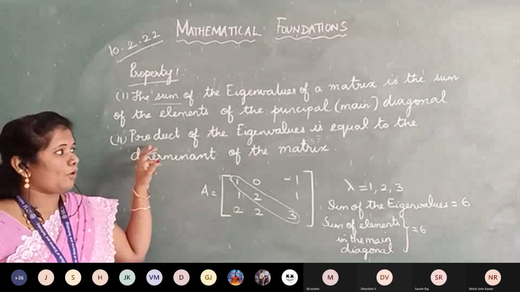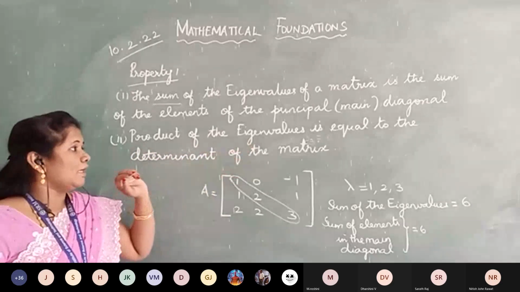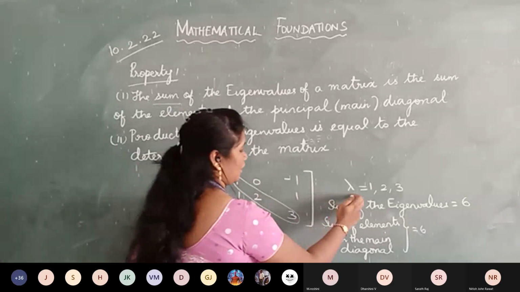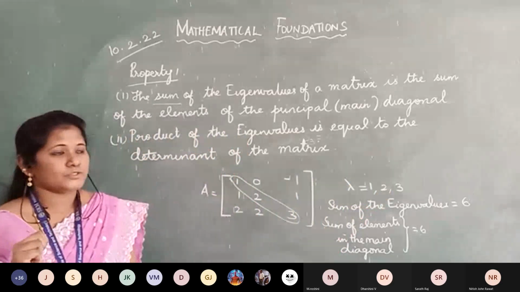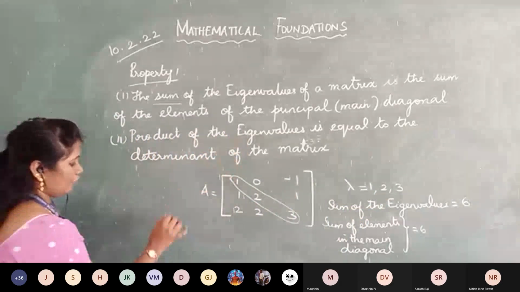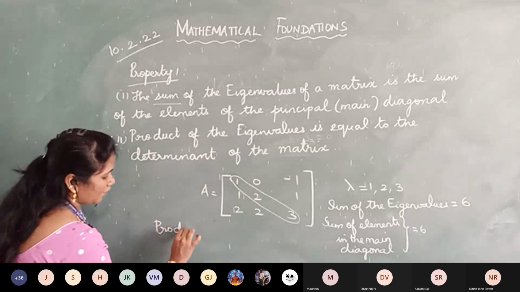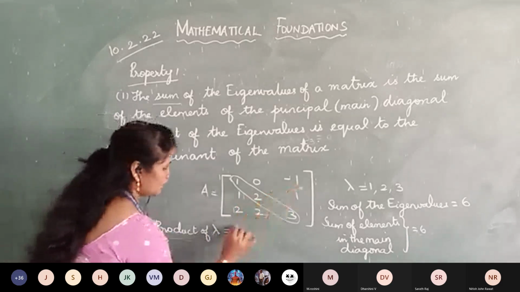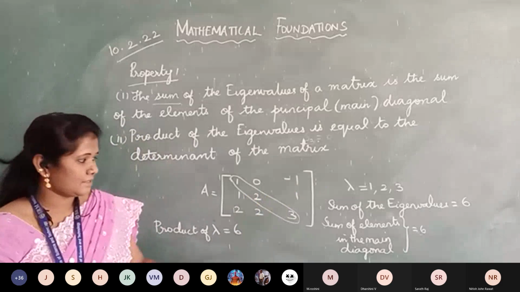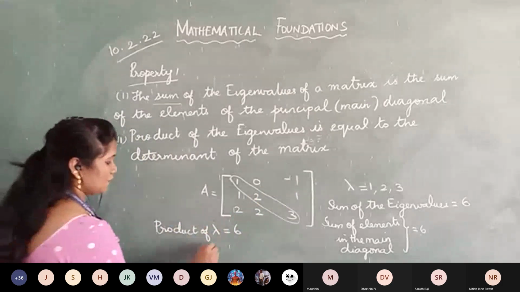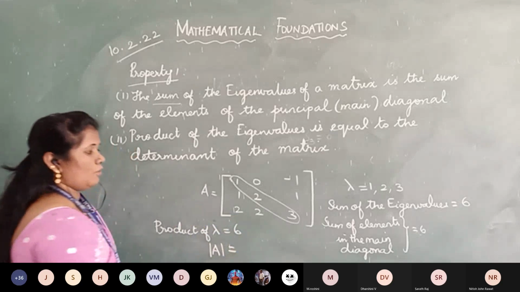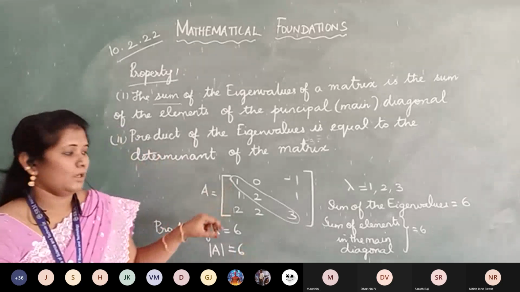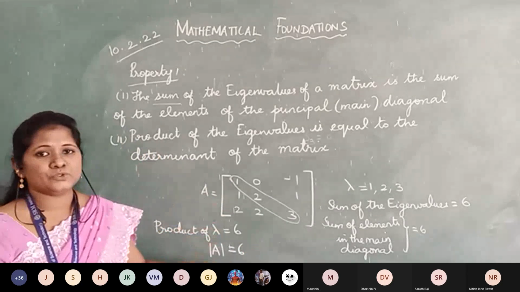And the next property is: product of the eigenvalues is equal to the determinant of the matrix. Here you've got your eigenvalues to be 1, 2, 3. So for the given problem, if you find the product of your eigenvalues, you will multiply them, and there also you get 6. In the same problem, you find out your determinant of A. What was your determinant of A? That will also be equal to 6.